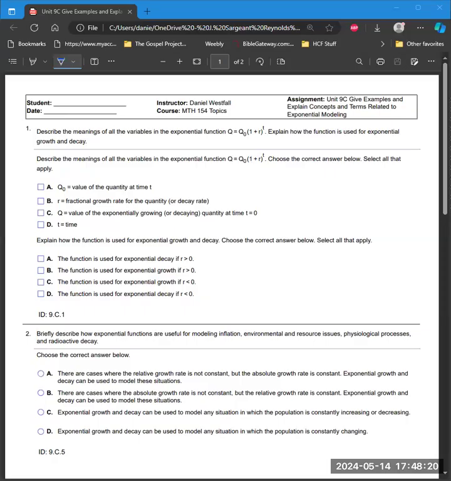In this video, we're going to give examples and explain concepts and terms related to exponential modeling. Let's go ahead and get started.